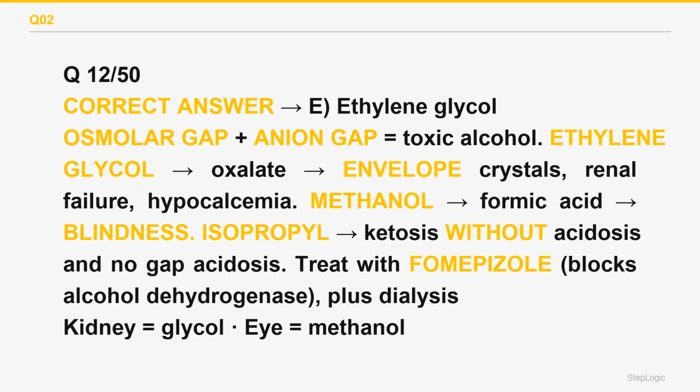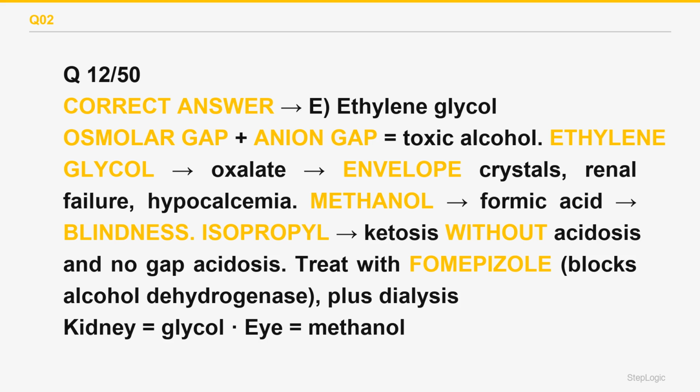Isopropyl alcohol is the instructive exception in the group and makes choice B distinguishable. It is metabolized to acetone rather than to an organic acid, so it produces an osmolar gap and ketosis, without an anion gap acidosis. Treatment for the two dangerous alcohols is to block their metabolism with fomepizole, an alcohol dehydrogenase inhibitor, since the parent compounds are relatively harmless and the metabolites do the damage, with hemodialysis for severe poisoning.